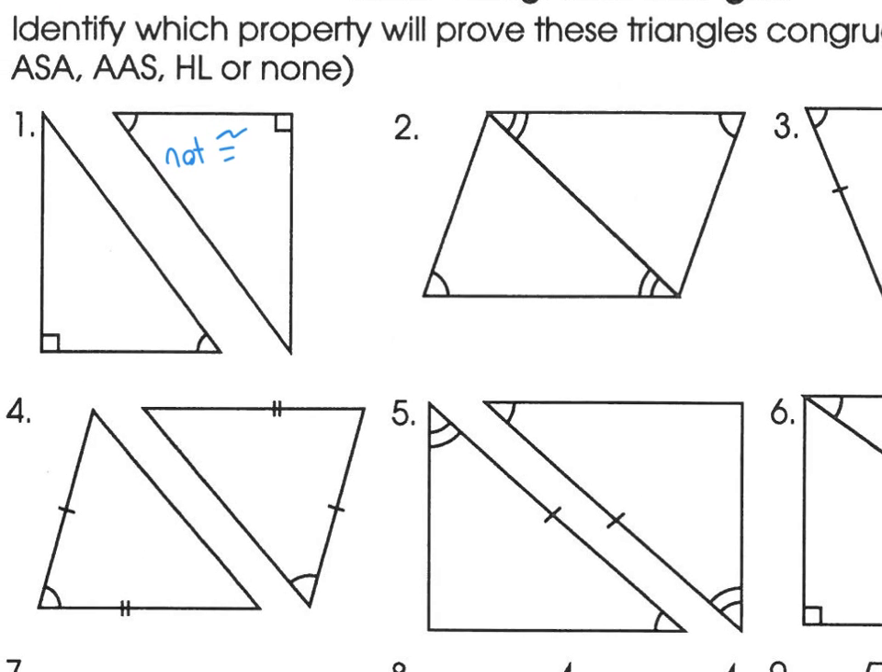Number 2. Oh, here we go again. We have two angles in one triangle, two angles in the other triangle, but this one has a little bit more information. We have a reflexive side between the two. So since we have two angles and a non-included side, I would use angle, angle, side with number 2.